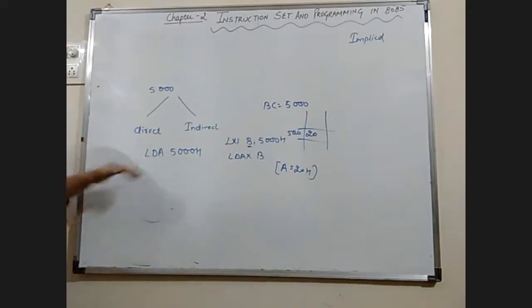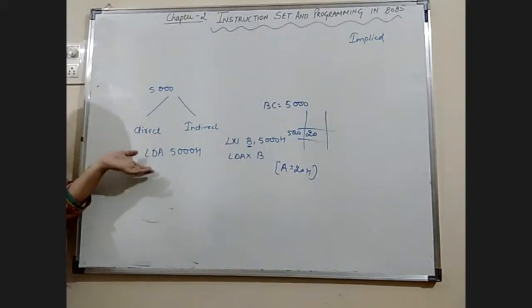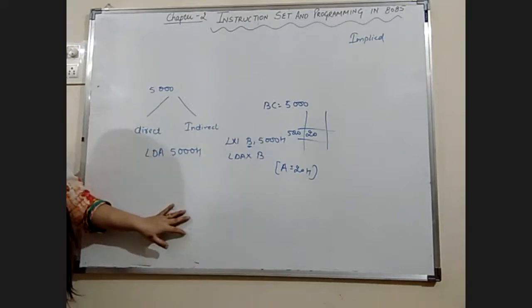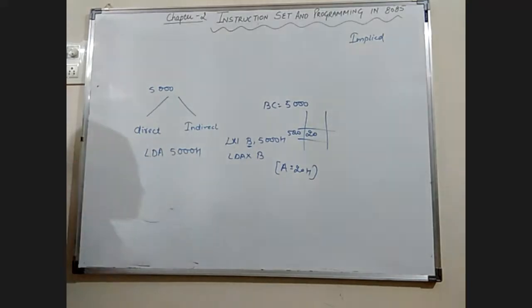Now students, when can we use direct and when can we use indirect? Suppose we have to load the data from 100 consecutive memory locations: 5000, then 5001, 5002, 5003, and so on.